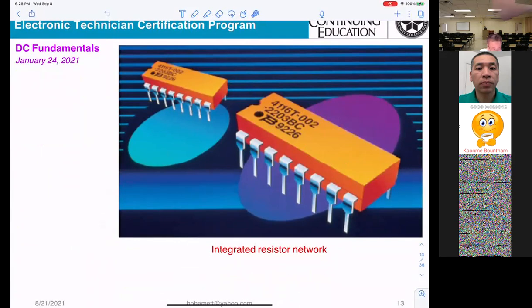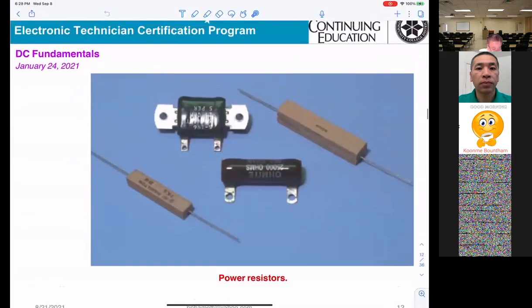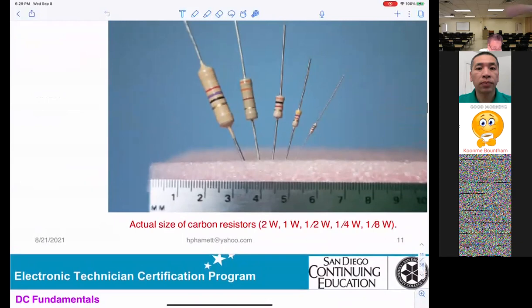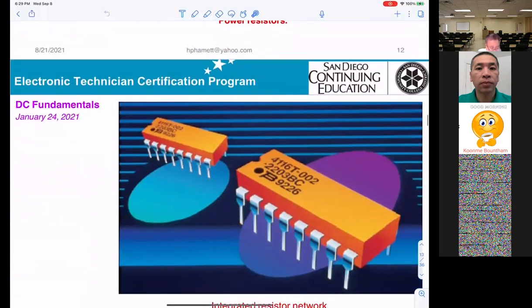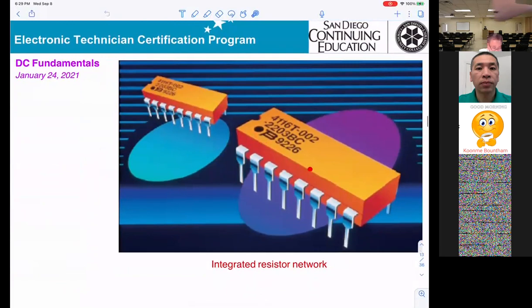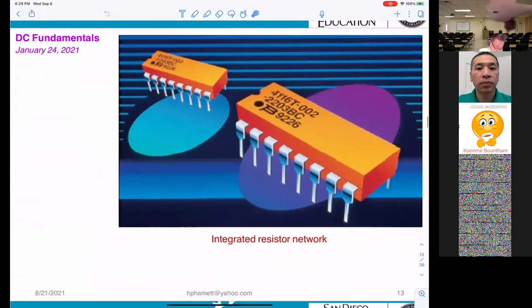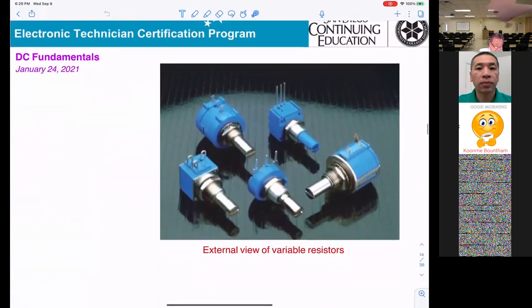Instead, you would have to connect 7 different resistors like this one. They want to save room, so they put everything inside one IC. That is normally what they are doing now. So that's why they can make your cell phone smaller and smaller. Okay? They need the room.